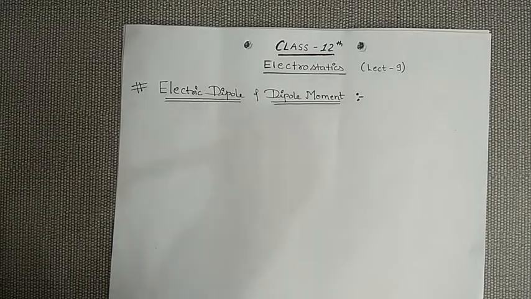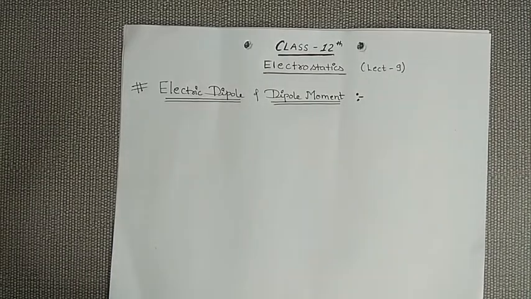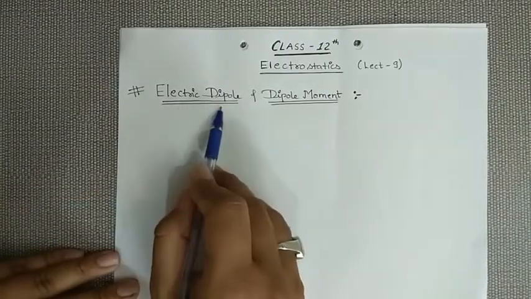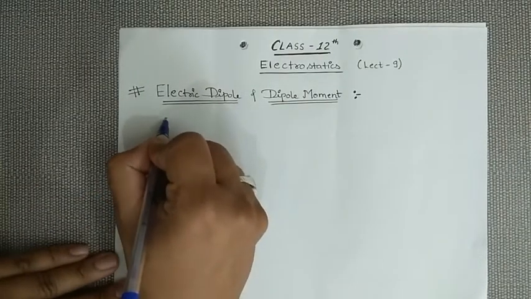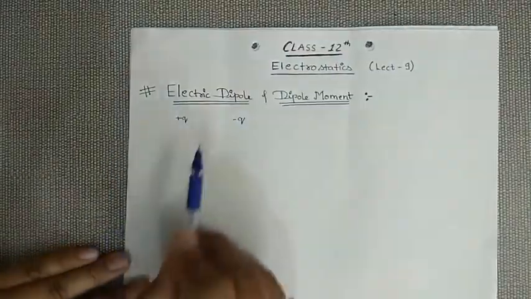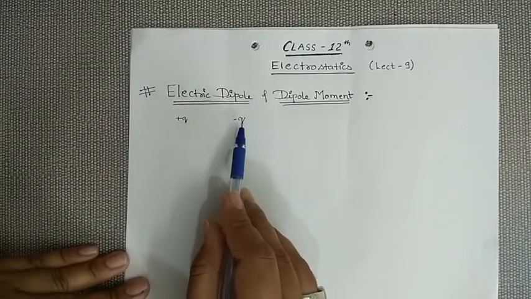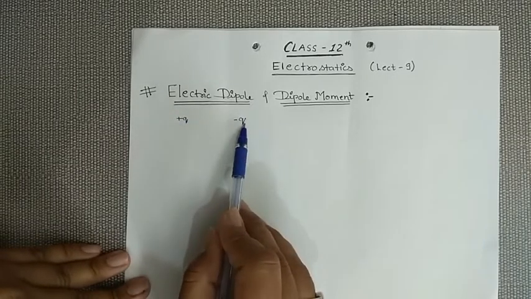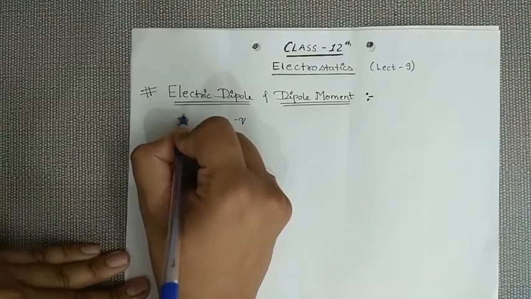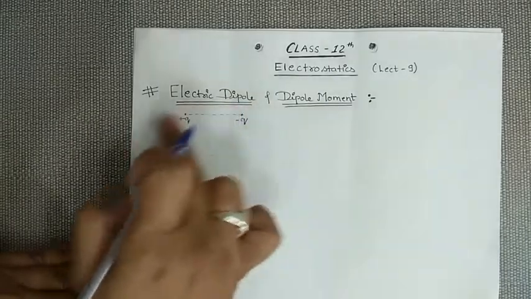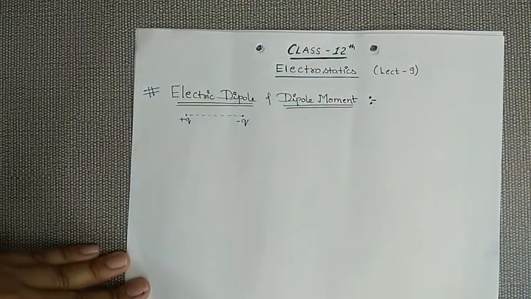Now see, the name itself implies dipole means two poles, and here the two poles are positive and negative charge. As we are studying electric dipole, we have to talk about two charges. Suppose this is charge plus Q, then this will be minus Q. These two charges are equal in magnitude, but opposite in polarity, and the distance between them is very small, a finite distance. So this configuration is termed as electric dipole.